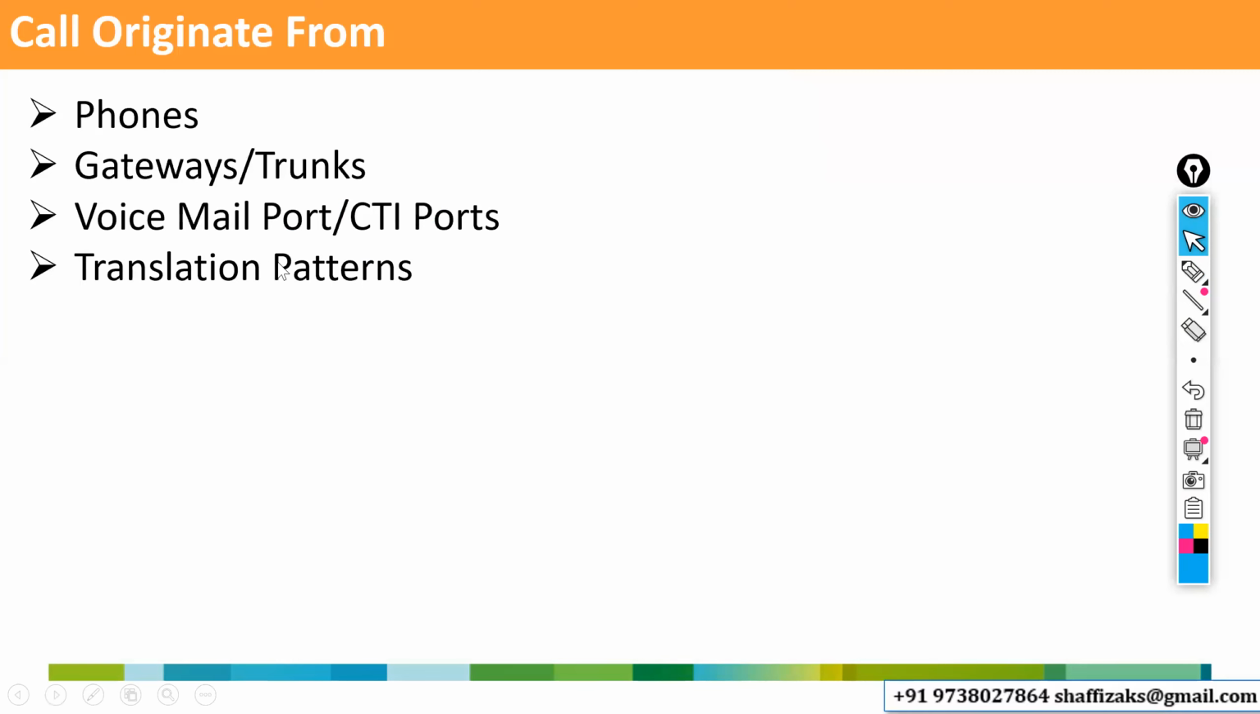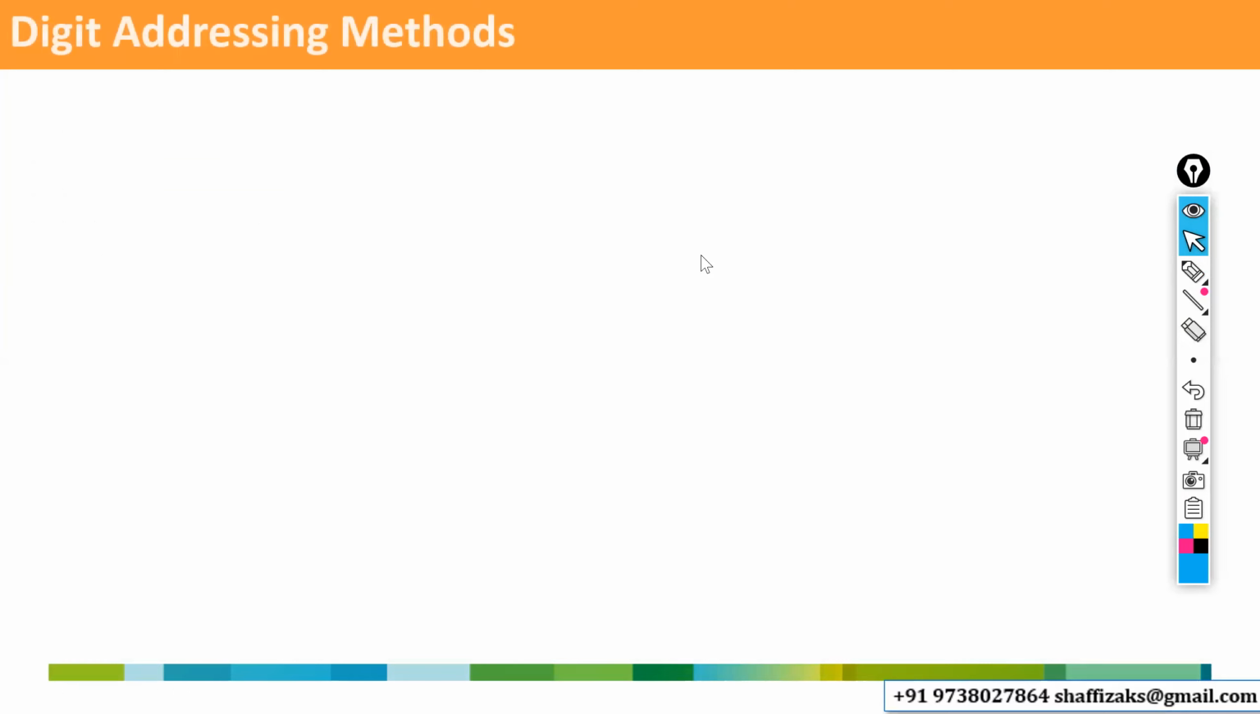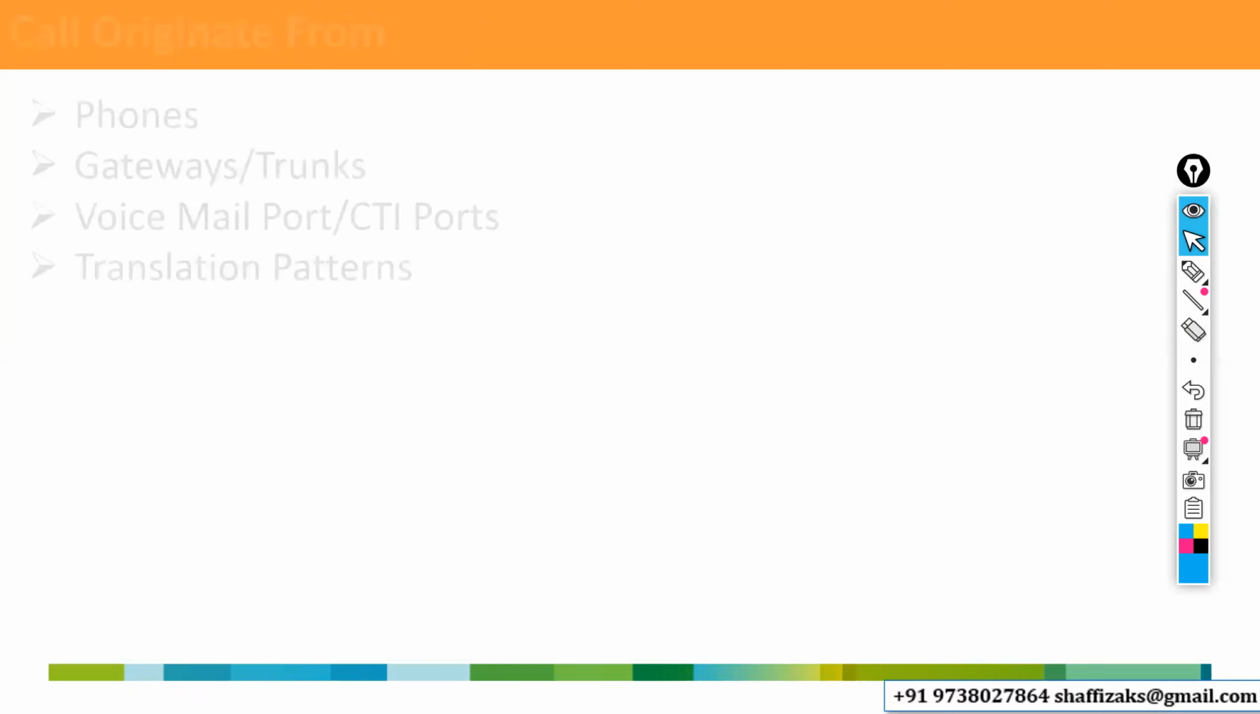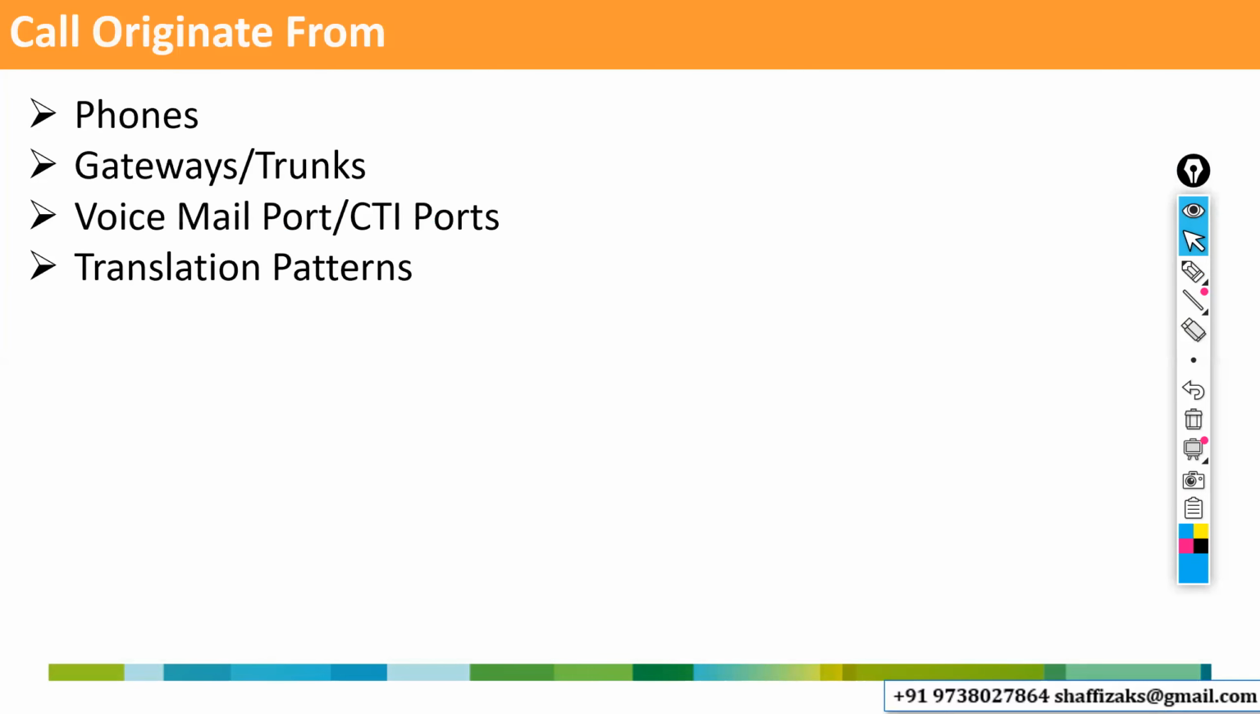Translation patterns. This is the component we use in the call manager to manipulate the numbers. Translation pattern is used to manipulate the number here. We can manipulate the calling party and called party number. If you remember, voice translation rules and profiles we have in the gateway, we use those to manipulate the number on the gateway, but to manipulate the number on the call manager, we use translation patterns. So these are the different components from where the call is going to originate. Got it?